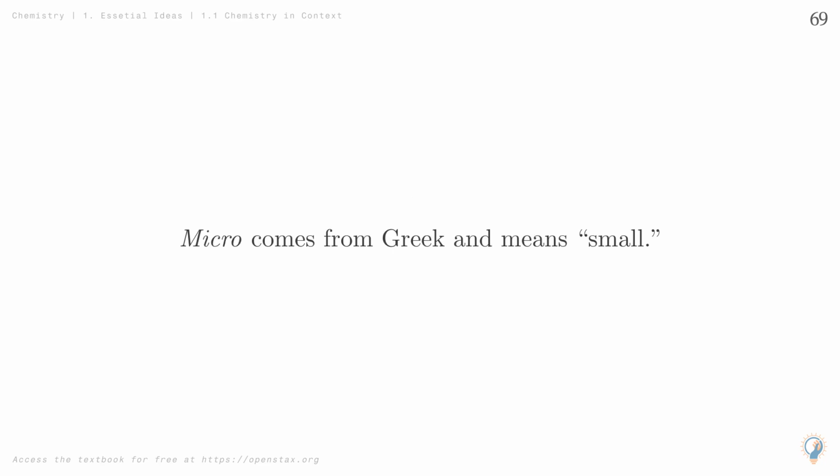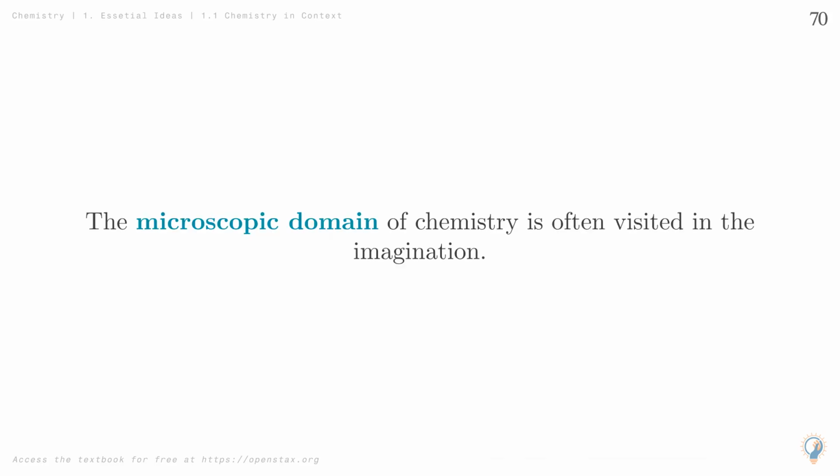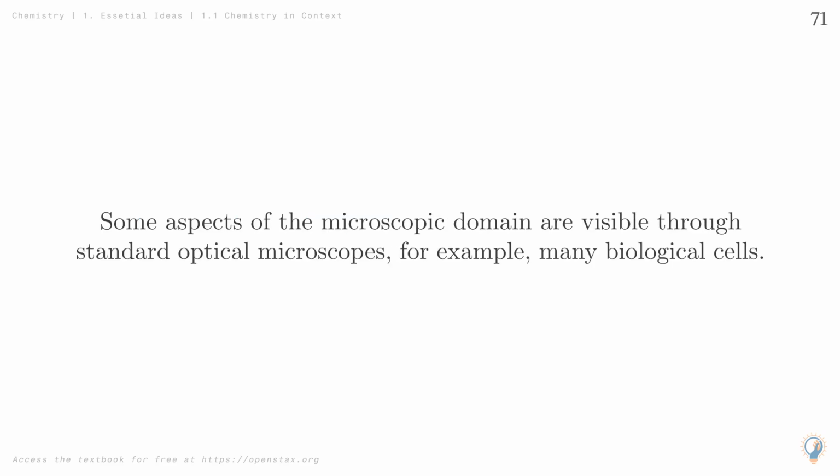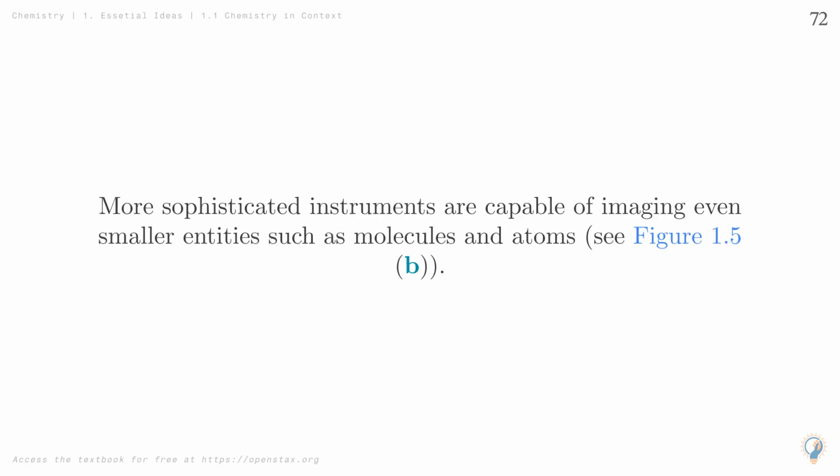Micro comes from Greek and means small. The microscopic domain of chemistry is often visited in the imagination. Some aspects of the microscopic domain are visible through standard optical microscopes, for example, many biological cells. More sophisticated instruments are capable of imaging even smaller entities such as molecules and atoms, see Figure 1.5b.